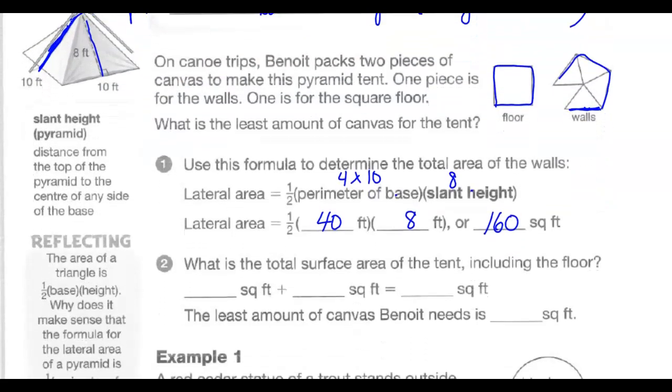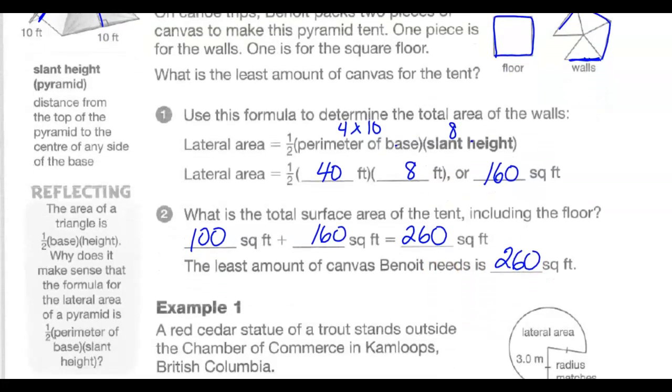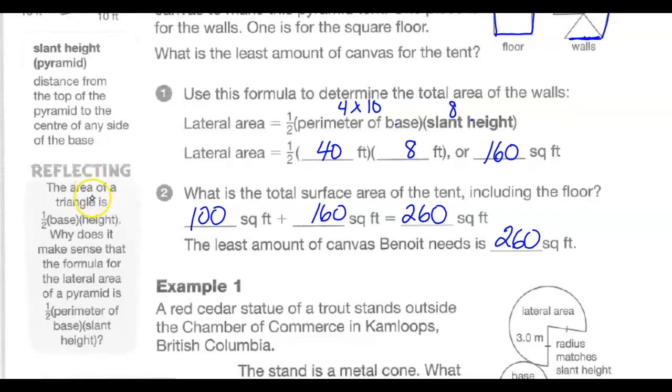So total surface area of the tent, including the floor, well, remember there's just one square floor, and so that is 10 by 10, which is 100, plus the 160 is 260. So the least amount of canvas is 260 square feet. Okay, let's look at the reflecting.